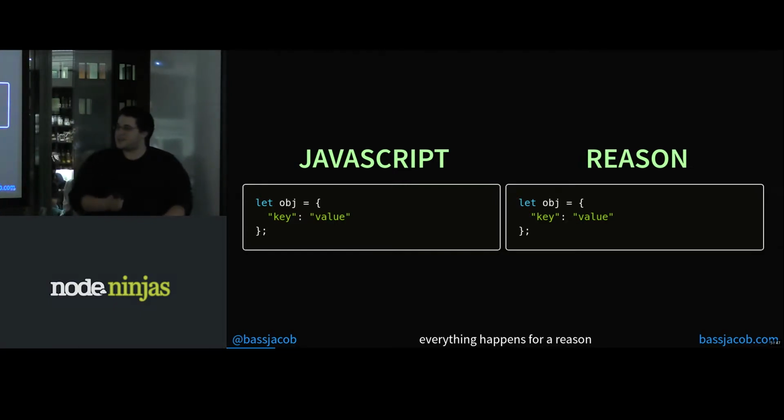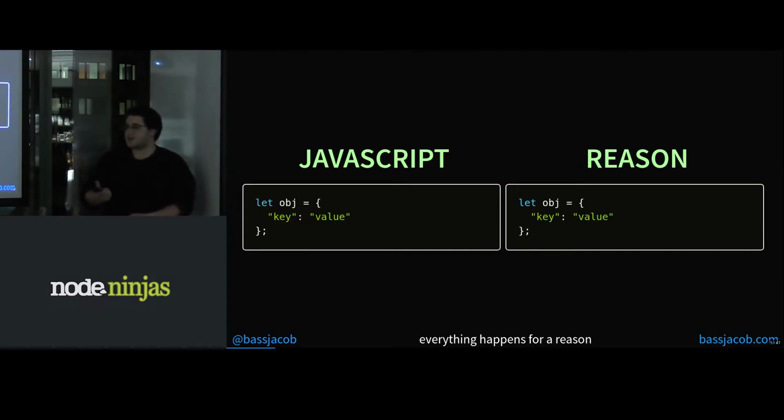Reason, like I said, is a syntax for OCaml. So what that means is that the language, the underlying language, is exactly the same. Reason is OCaml. You can't do anything in OCaml you can't do in Reason. You can't do anything in Reason that you can't do in OCaml. But it's similar to how Babel enables us to write different syntaxes of JavaScript and compile them or transpile them down to valid ES5.